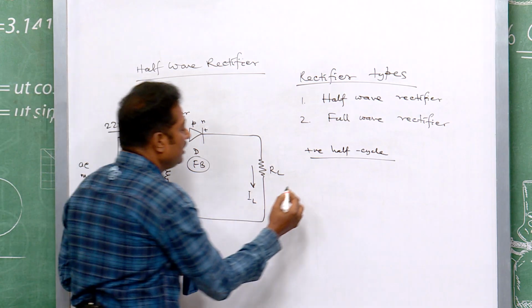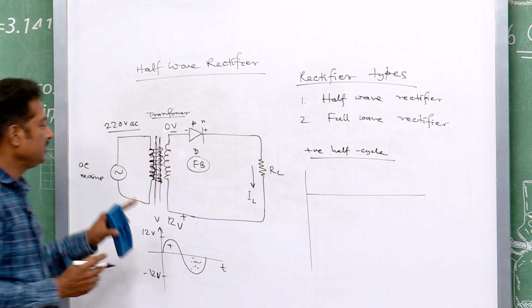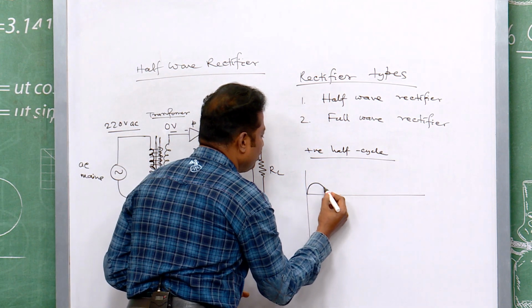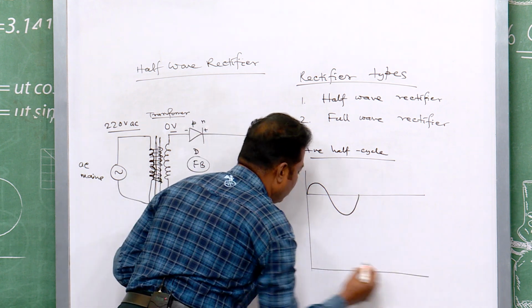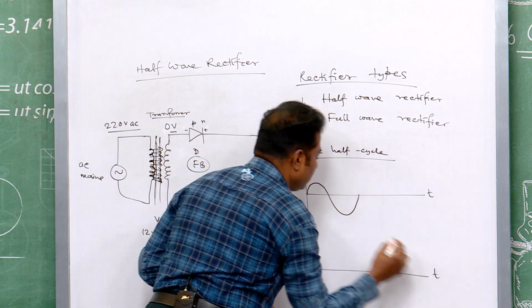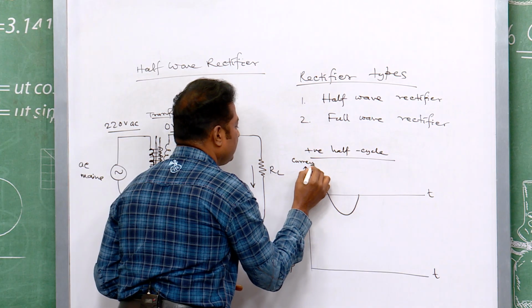That is why, if I show the situation in graph, suppose this is your input and this is your output line, both time is taken. So, suppose it is your current, first you take the current.